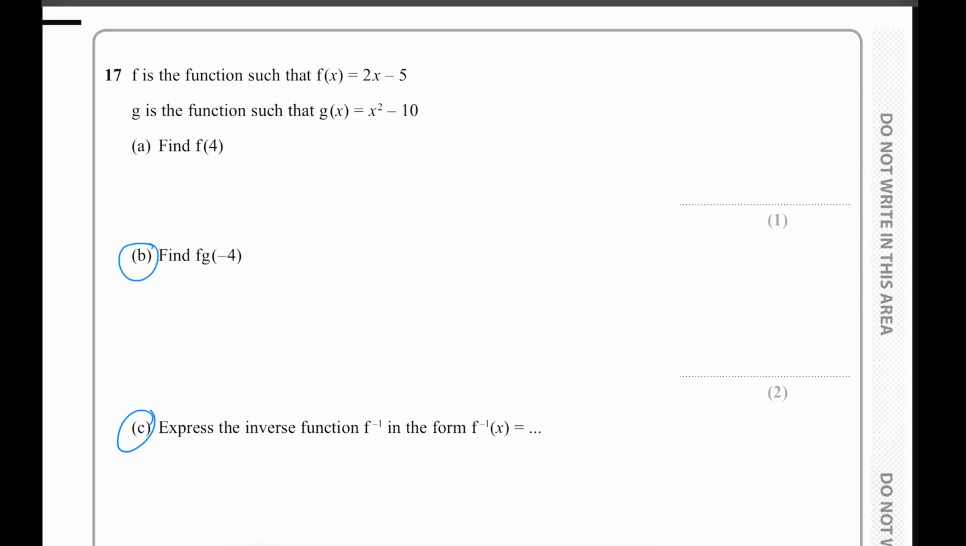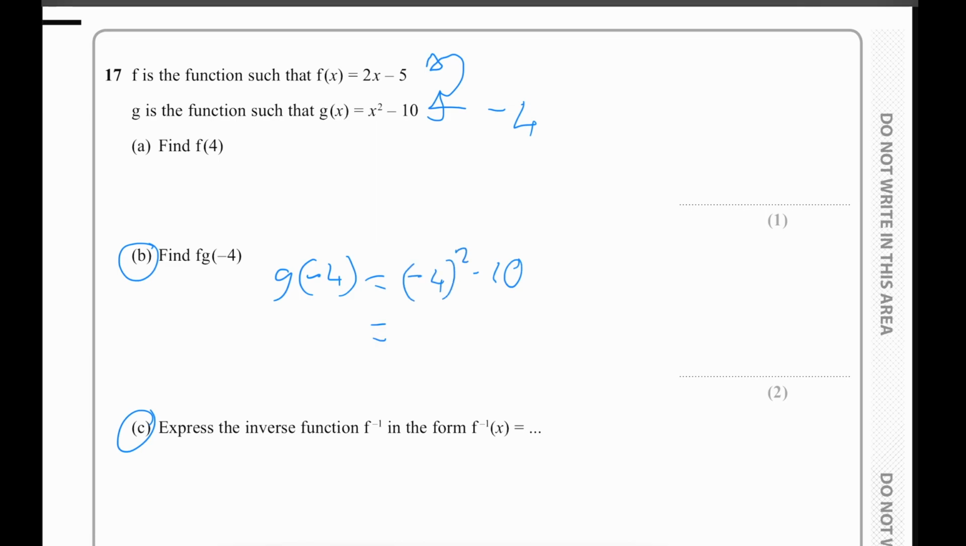First off, we need to find f of g of minus 4. This is basically saying, start here, we're going to plug in minus 4, and then that answer we're going to then plug in to my f of x function. So let's start with that. We're going to start with g of minus 4. So I'm just going to take that exact equation, x squared minus 10, and all I'm going to do is wherever that x is, I'm going to replace it with minus 4.